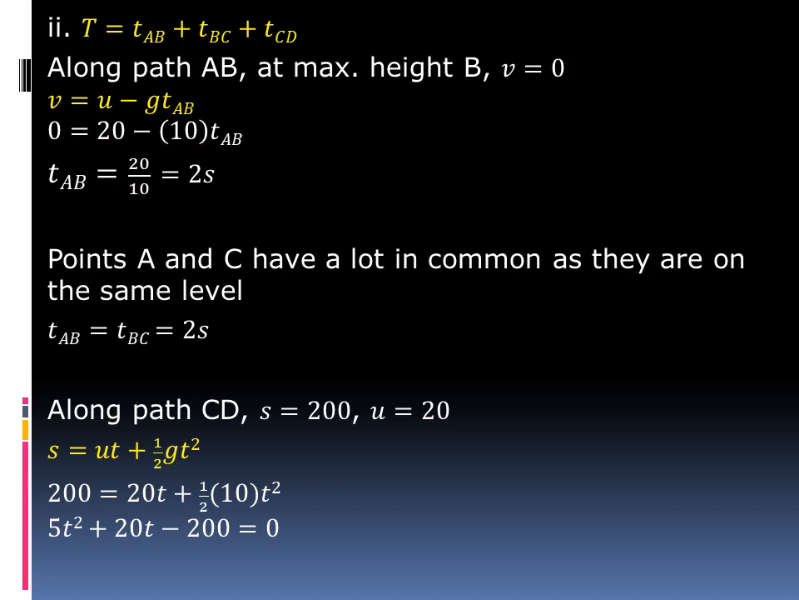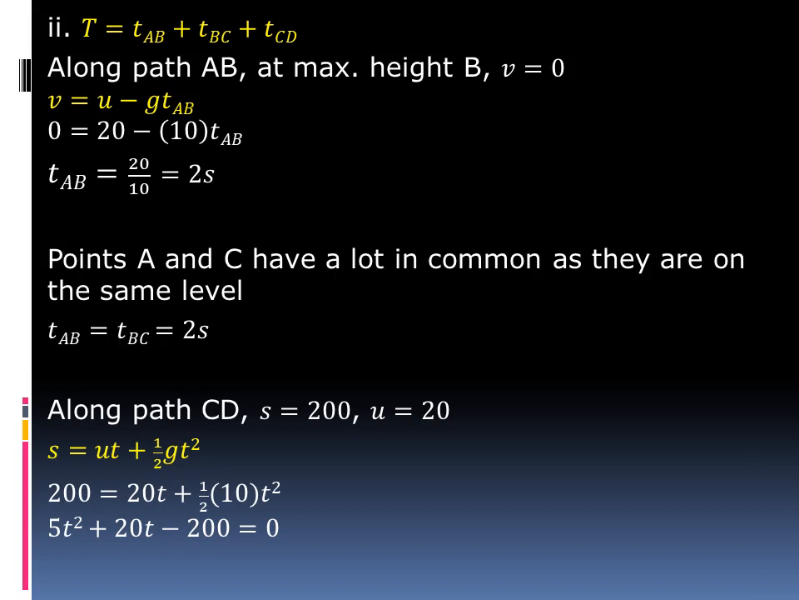2 seconds. Now remember that point A and point C are on the same level. In physics, when two points are on the same level, they have many things in common. For example, the velocities at that level are the same, and also the time taken to move from A to B is the same as the time taken to move from B to C. So I can say t AB equals t BC equals 2 seconds. So we are just left to find the time taken on the part CD, which is t CD.